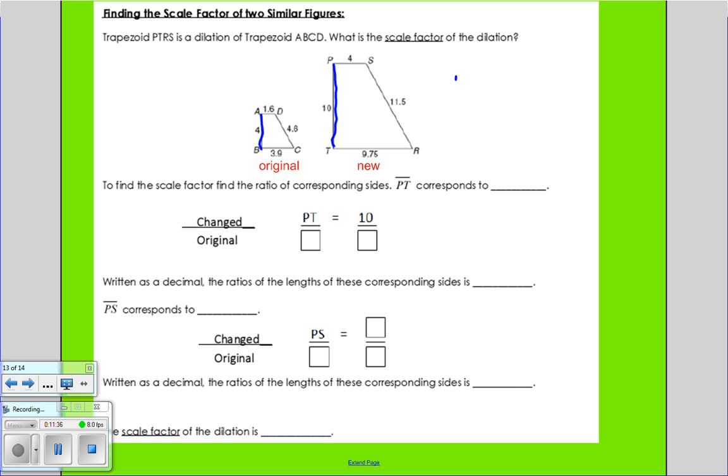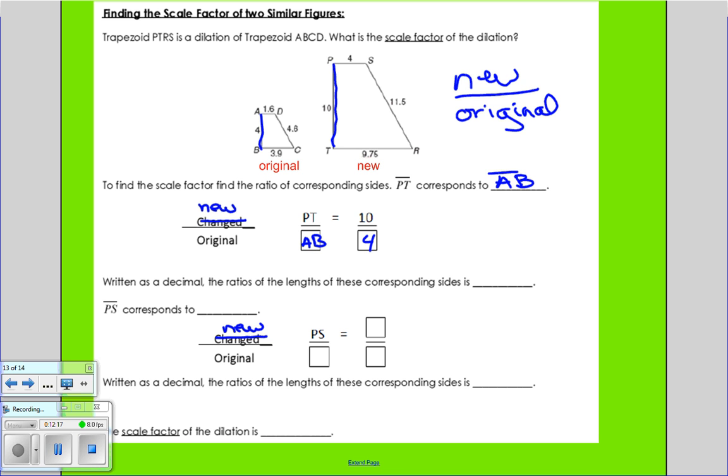Now, we always put the new over the original. You remember from your percent proportions, the original always went on the bottom. Well, it's the same thing here. The original figure will go on the bottom. I like to call this new because we don't want to use the word changed, because that sounds like percent proportion where we subtracted, and we're not doing that. So new over original. Our new one is 10, the original is 4, line AB. So now we have 10 over 4.